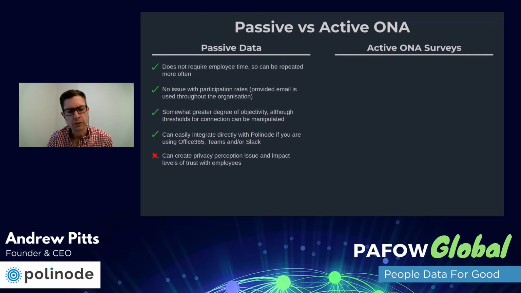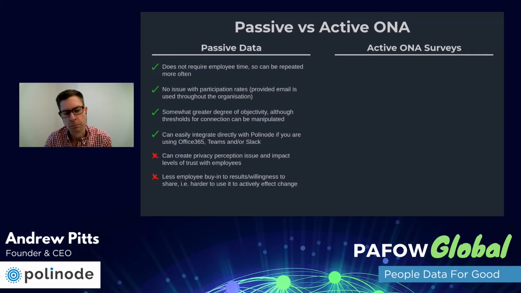Disadvantage: passive ONA can create privacy perception issues and impact levels of trust with employees. So privacy is really important, and these are really important questions. It's also related to information security. There are obviously processes that need to be gone through, and because you don't have the active consent of respondents, it just needs a fair bit more thought with passive data.